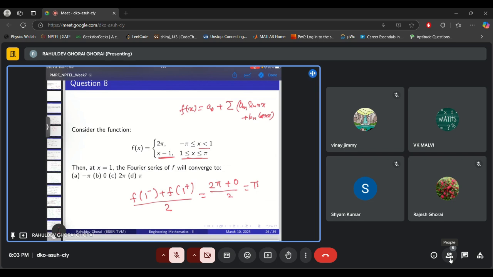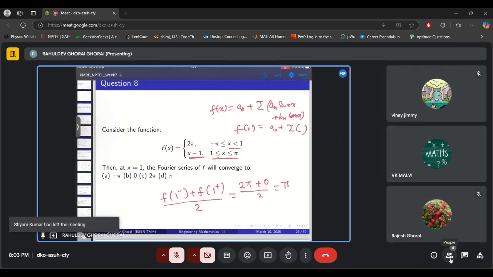And then mainly f of 1, f of 1 will be a naught plus this series, and this series, where does this converge? That is given by this: it will converge to (f of 1 minus plus f of 1 plus) over 2. It is telling, using Fourier series expansion, that we need to check it, like we need to prove it. But you can check any textbook of Fourier series, mostly it will be there. If not, I will tell you in the next class.